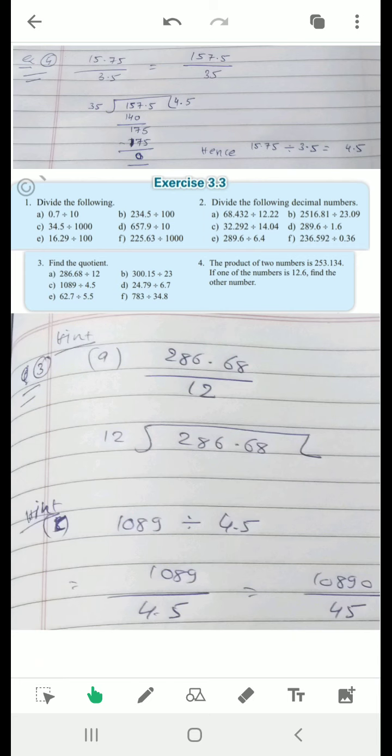Now if this is a question of decimals, the numbers will be given in decimals. The product of two numbers is given, 253.134, in the form of a decimal. In the last chapter it was fractions, so a similar question was given in the form of fractions, but now it is decimals. The pattern of the question, the pattern of the solution, everything remains the same. Again, read the question: the product of two numbers is 253.134. If one number is 12.6, find the other number.